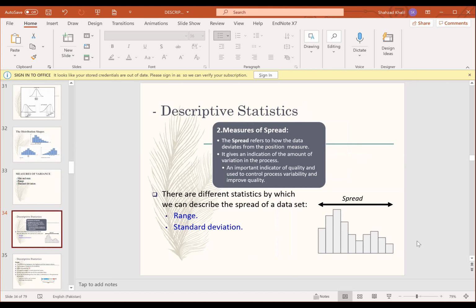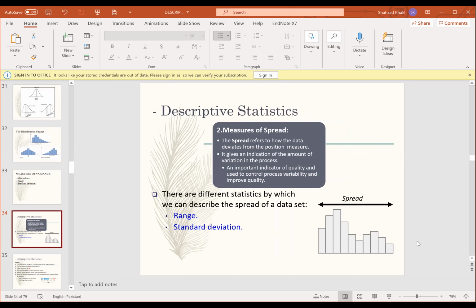Descriptive statistics is also known as the measure of spread. The spread refers to how the data deviates from the position measure. It gives an indication of the amount of variation in the process, an important indicator of quality, and is used to control process variability and improve quality.